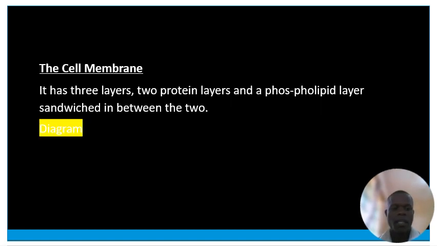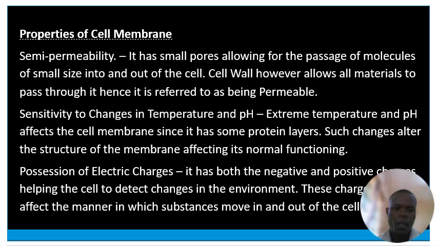Let's start with the cell membrane. We're going to look at the structure of the cell membrane. It has three layers: two protein layers and a phospholipid layer sandwiched in between the two. Now let's see the properties of the cell membrane.